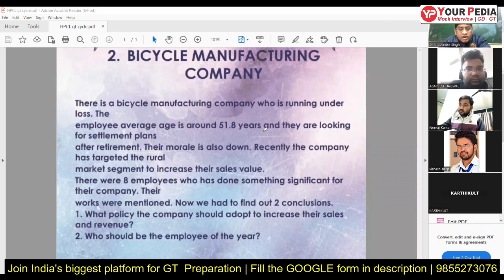Their morale is also down. So maybe they are not much motivated to work. So maybe we can get new people who are motivated to work.